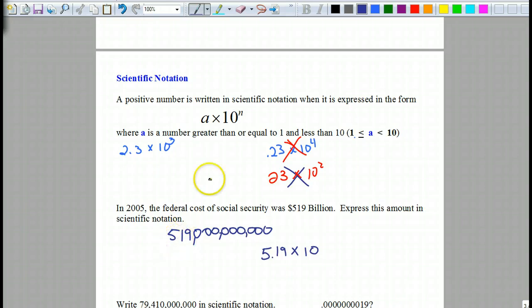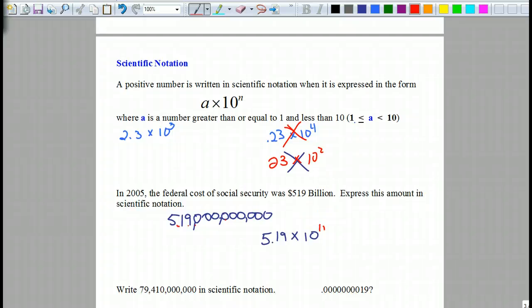So if I put my decimal right here, I need to count how many places are behind that decimal. So I know I have 3, 6, 9, 10, 11 places. So this will be to the 11th power. You use this a lot with science, sometimes with social studies when you're talking about populations, but a lot in science.